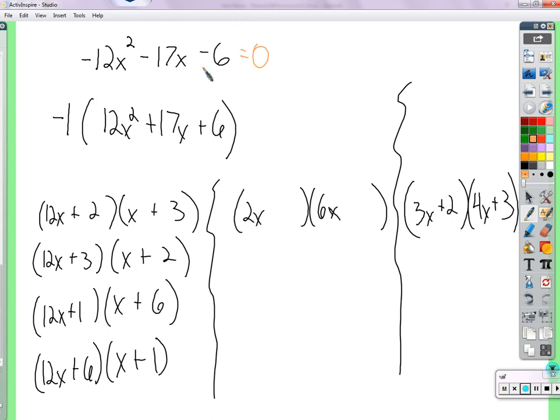So it's equal to 0. We found the correct factorization. This is equal to 0. Here's an important thing. If this times this equals 0, then what do we know? One of them has to be 0. Either this one has to be 0, or this one has to be 0. Subtract 2 on both sides. Divide by 3. Subtract 3 on both sides. Divide by 4. And we have both the solutions.